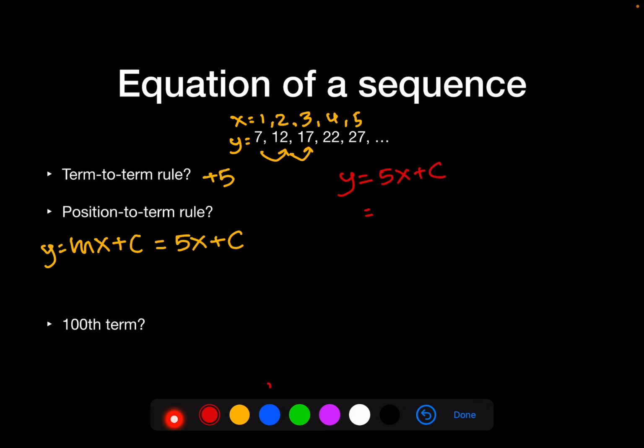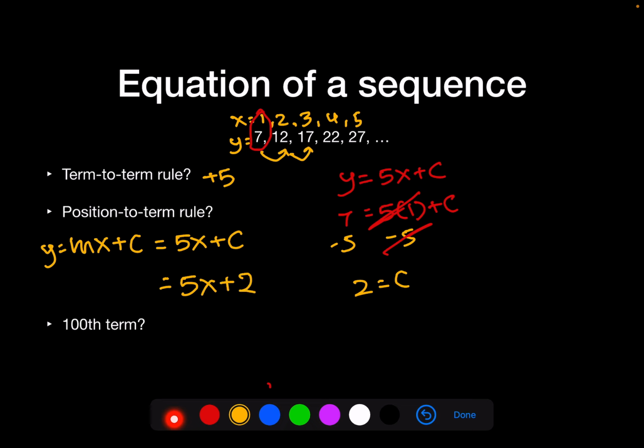Let's say that x is equal to 1 for now. So 5 times 1 plus c, and when x is equal to 1, notice over here that y is equal to 7, so I'll just put that down as well. So we have 7 is equal to 5 times 1 plus c. 5 times 1 is obviously just 5, and after we subtract 5 from both sides, this cancels out because plus 5 minus 5, and then on the left hand side you have 2, and that's just equal to c. So we found out that our position to term rule is just 5x plus c, which in this case is 2. So that's the answer to this question.